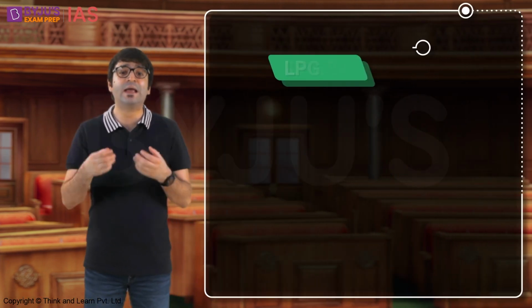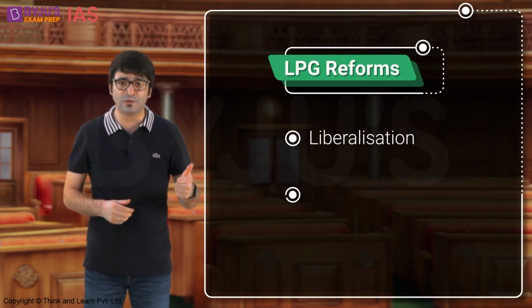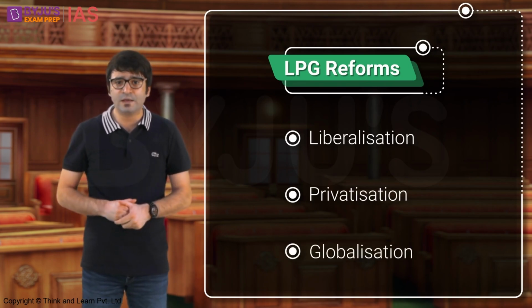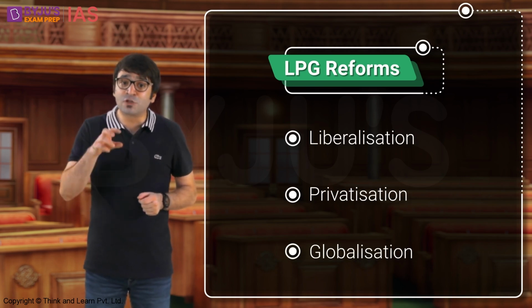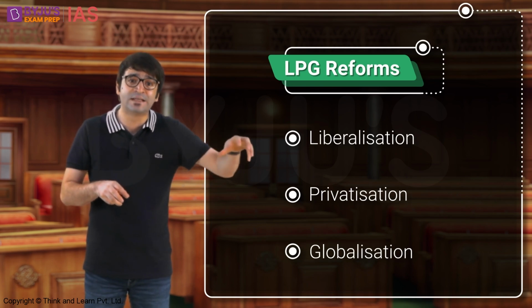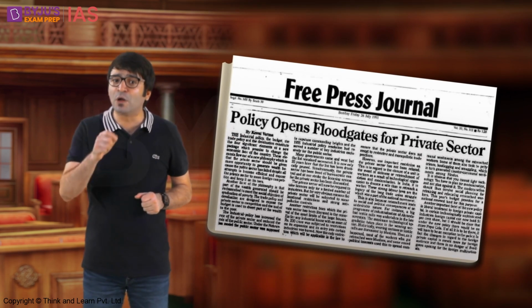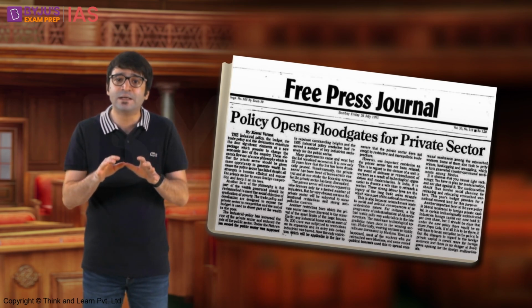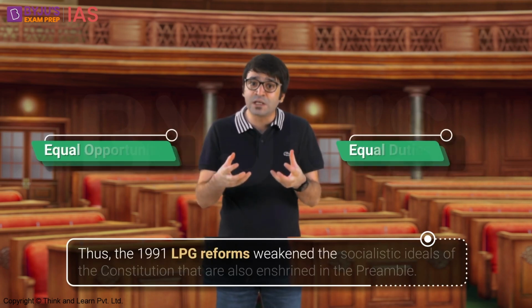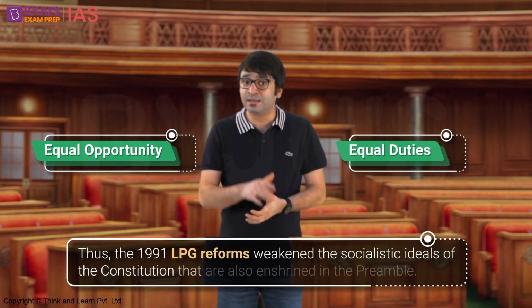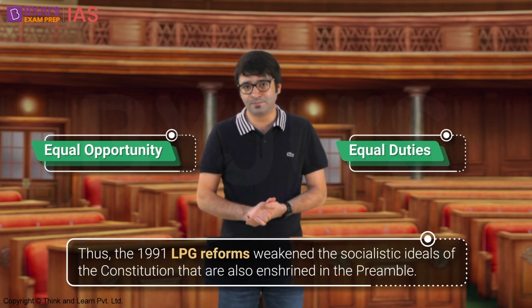However, an imploding economic crisis in 1991 led to the further liberalization of the economy through a spate of reforms that were called LPG reforms: liberalization, privatization, globalization. These reforms constrained the government's power to intervene in the market. The government's control and ownership over its public sector enterprises was reduced, and the policies allowed for greater foreign investment in strategic sectors. Thus, the 1991 LPG reforms weakened the socialistic ideals of the Constitution that is also enshrined in the Preamble.